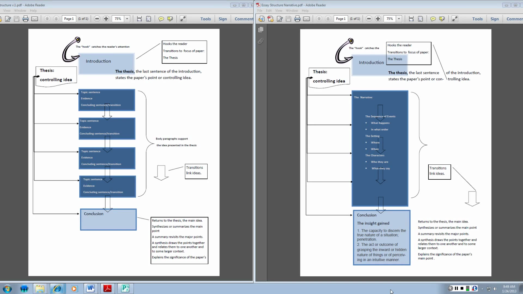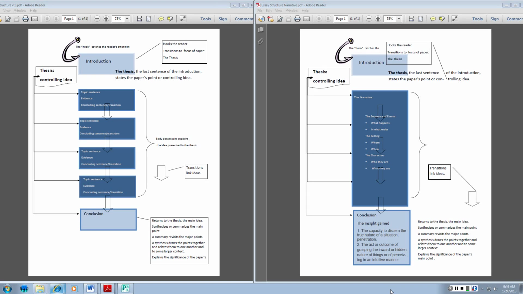With the memoir or the narrative, the body of the paper is a story. A story is composed of a sequence of events, what happened in what order. We need to include a setting, where and when the story takes place. And finally, we have characters, that is, the people who are involved in the story. And as with any piece of writing, we have transitions that help us follow the sequence of events.